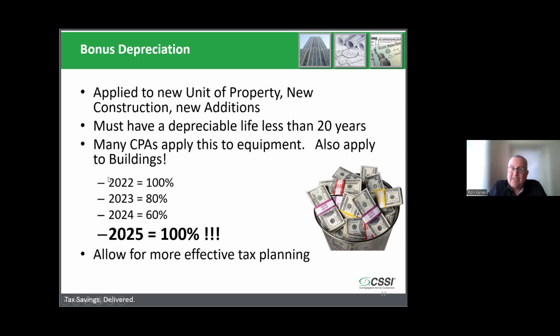But remember, this is not the main thing. This is an additional bonus. That's why it's called a bonus. It's not the main thing, but it's another bonus that you get on top of the cost segregation benefits that I mentioned. Okay?